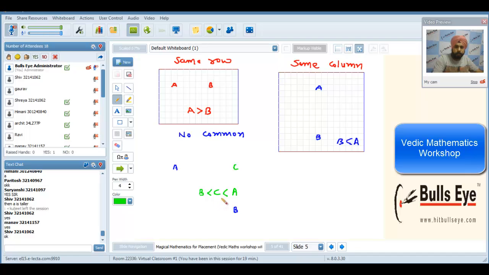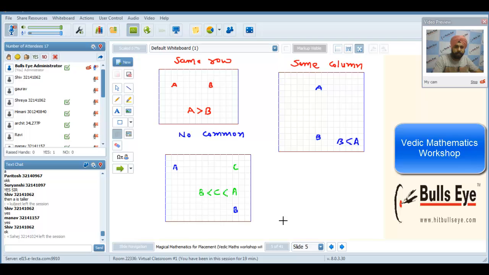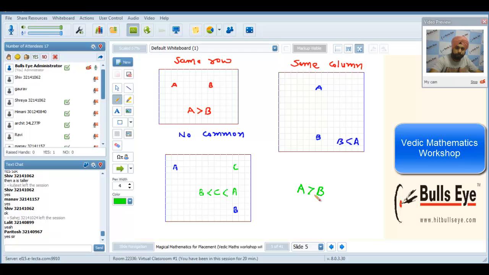So in that case, students, can we conclude the same in this case also? That even in this case, A will be taller than B. So the conclusion can be generalized that A will always be taller than B. Okay, I hope you all are getting it, students. And let's move further.